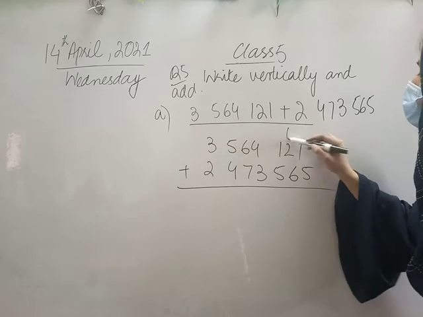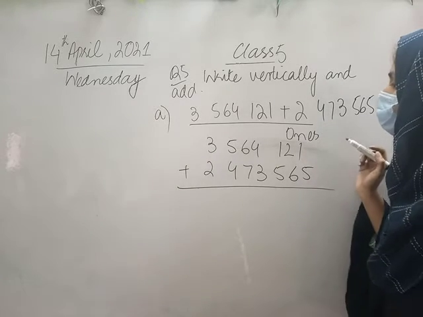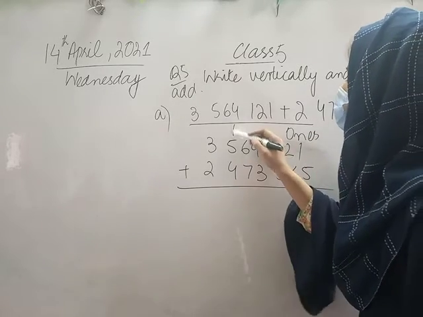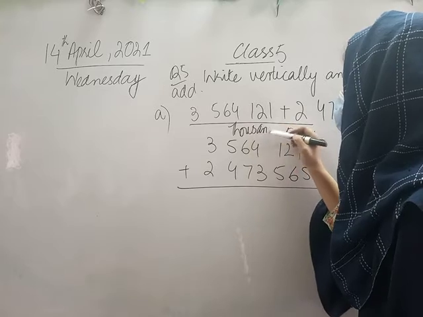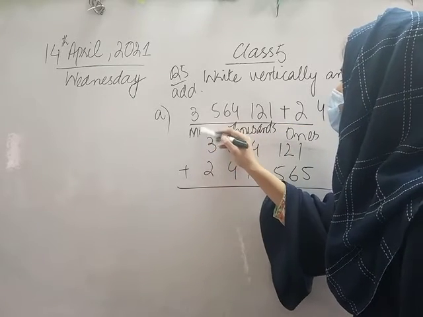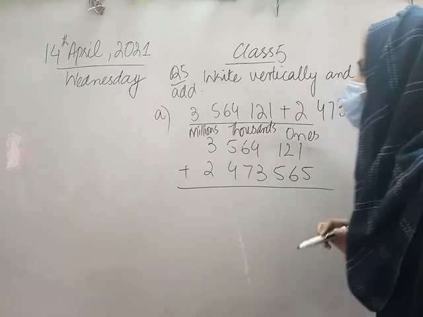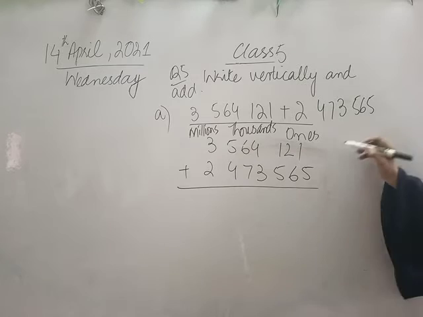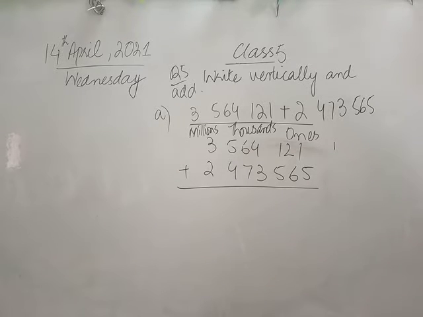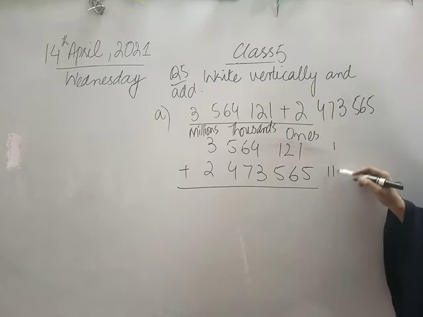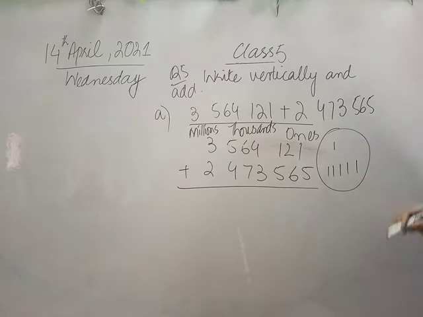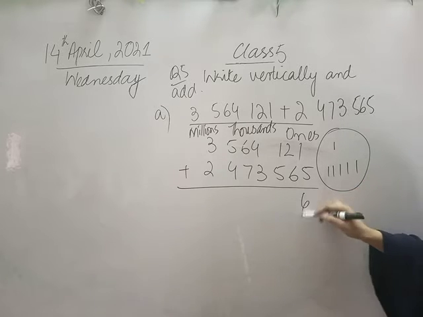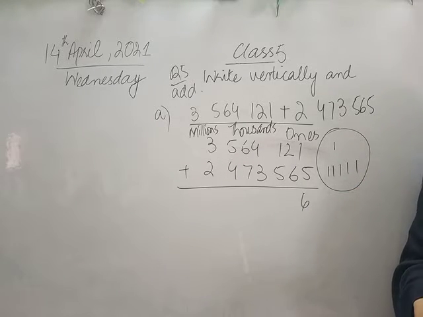Now I will give them units according to the international system. This belongs to ones, so I will write ones over there. This belongs to thousands, and this belongs to millions. Fine. Now I am going to start from this side, which is 1 plus 5. 1 for upper and 5 for lower. So in total I have 6. Isn't it, class?